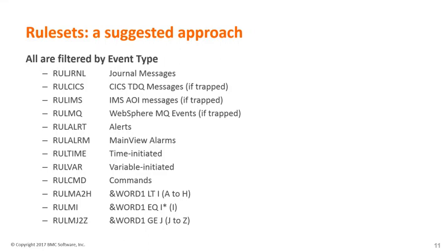So here's some recommended approach to naming your rule sets. Here you can see we've broken them out by the different event types: journal, CICS, IMS, MQ, and so forth. And then at the bottom, you can see we've broken the messages out into 3 rule sets. We have A through H. Then we have I because of the preponderance of messages that start with I. And then we have all the rest of them, J to Z.